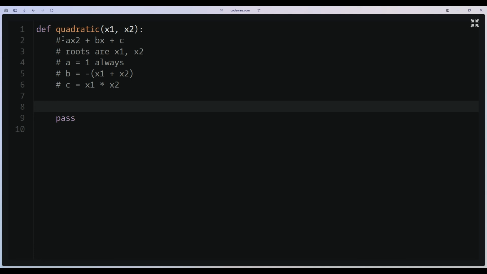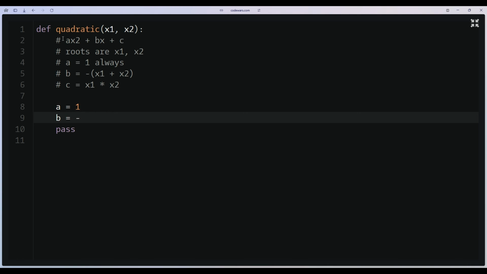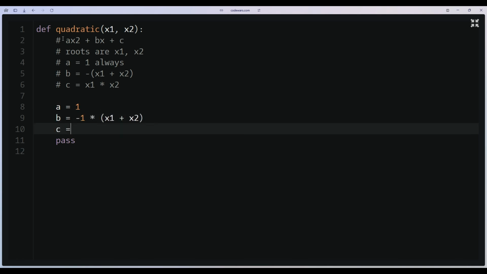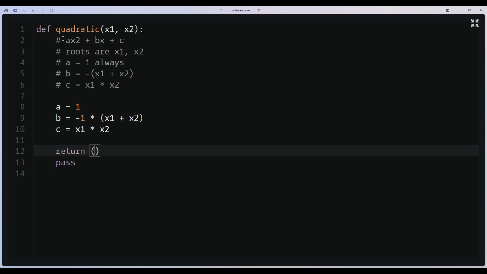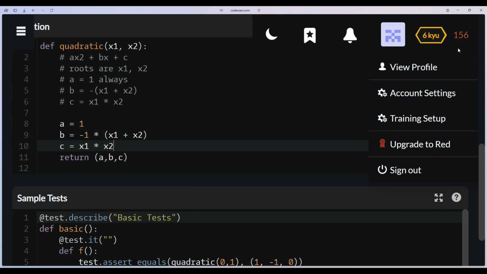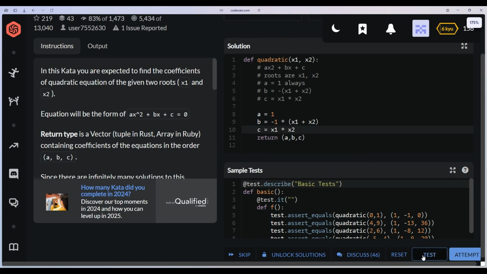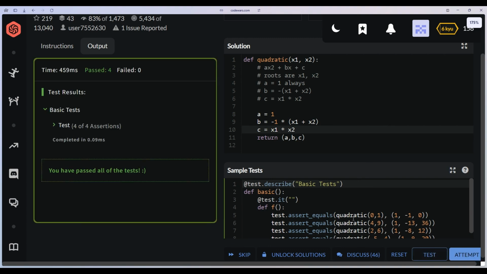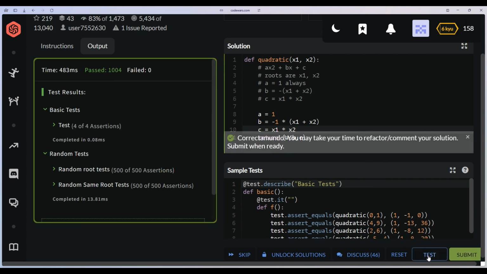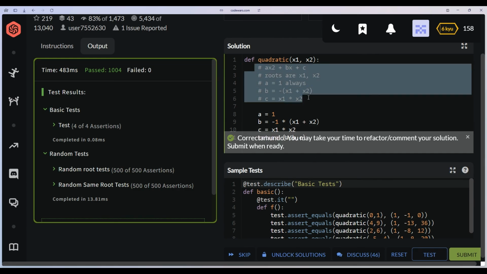Okay. So a is equal to 1. This is actually much easier than I thought. b is equal to -1 times (x1 plus x2), and c is equal to x1 times x2, and return a comma b comma c. That's what we are doing. Let's test it out and see, because this is actually too easy. Interesting. Well, and that is it. It's that simple. So once you understand the concept, everything becomes easy.